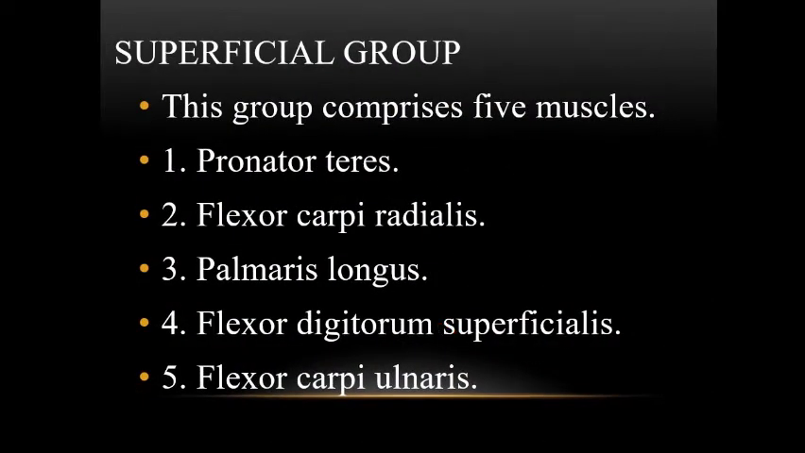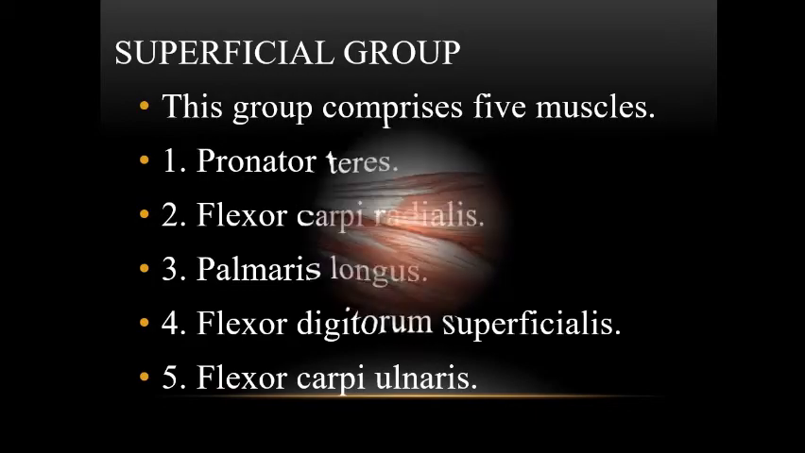Then coming to the superficial group, in the superficial group we can identify five muscles. I am explaining these muscles from lateral to medial: pronator teres. Then medial to the pronator teres we can identify flexor carpi radialis longus. Medial to the flexor carpi radialis longus we can identify palmaris longus. Then medial to this palmaris longus, flexor digitorum superficialis, and most medially we can identify flexor carpi ulnaris muscle.